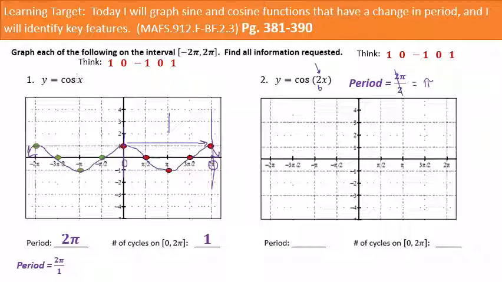All right, so here's the way this works. Here's the way we graph this. This is going to be slightly different. What we're going to do is we typically see a full wave between 0 and 2 pi.